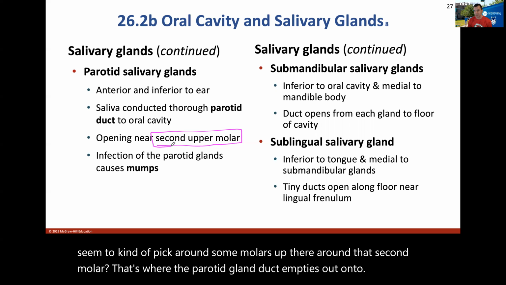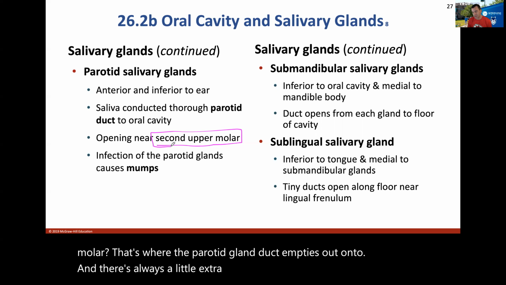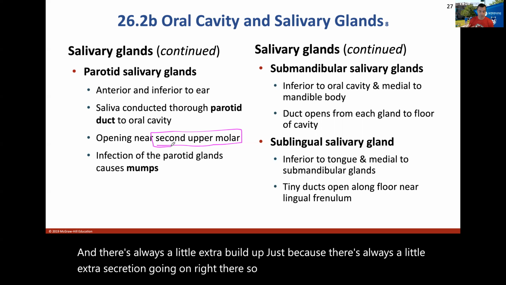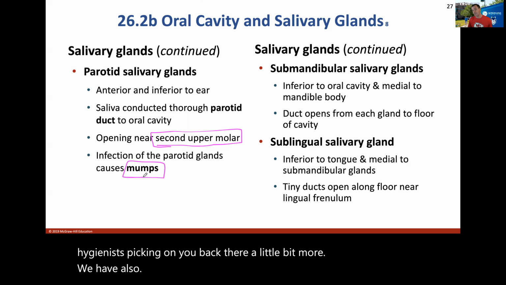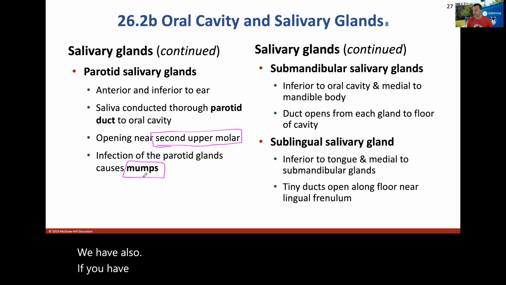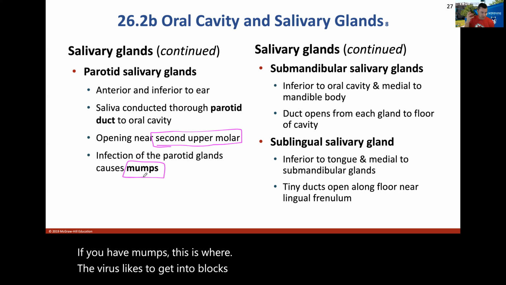And there's always a little extra buildup just because there's always a little extra secretion going on right there. So that is actually why that dental hygienist is picking on you back there a little bit more. We have also, if you have mumps, this is where the virus likes to get into, okay? Blocks that duct and you get a big old swelling on the side of your face there.